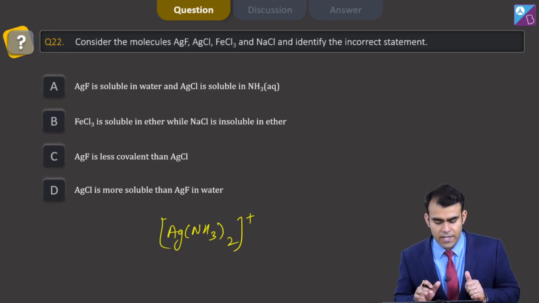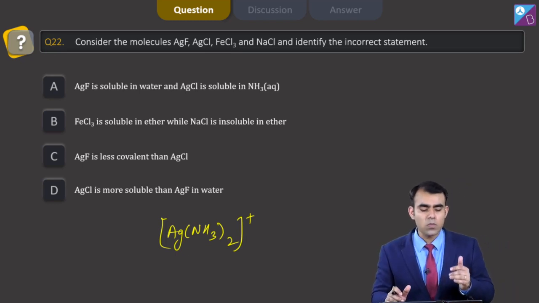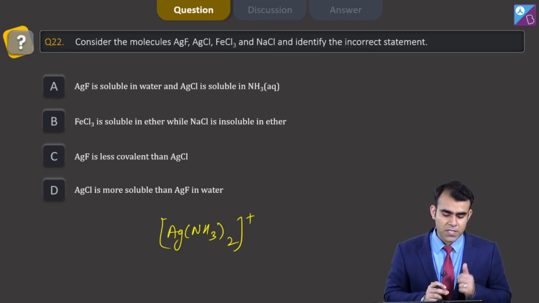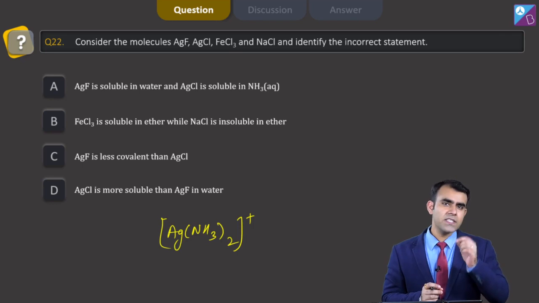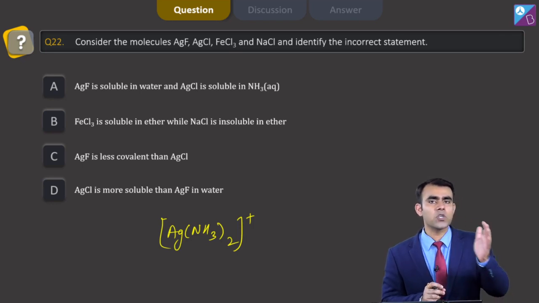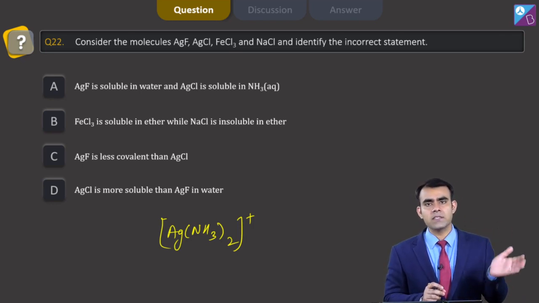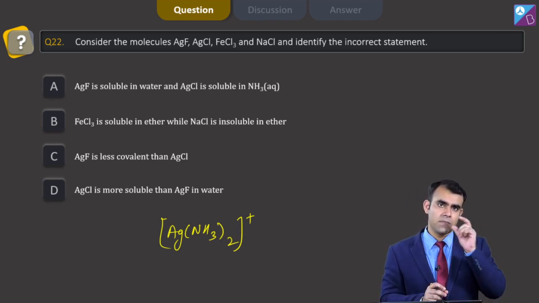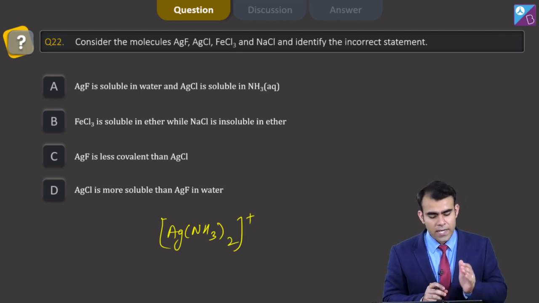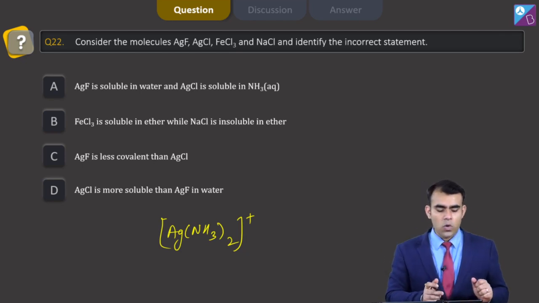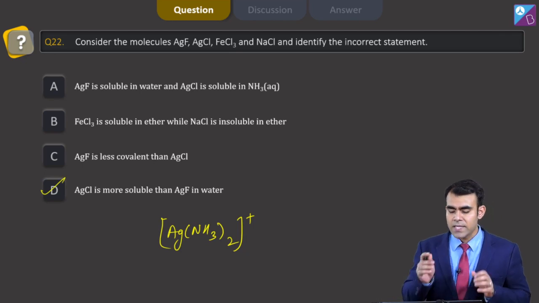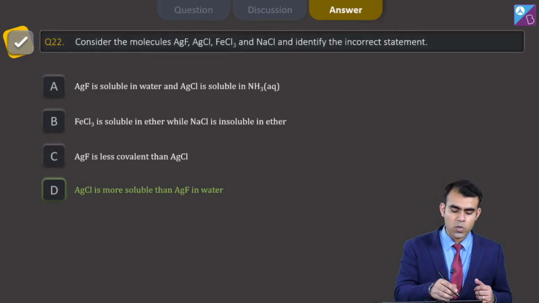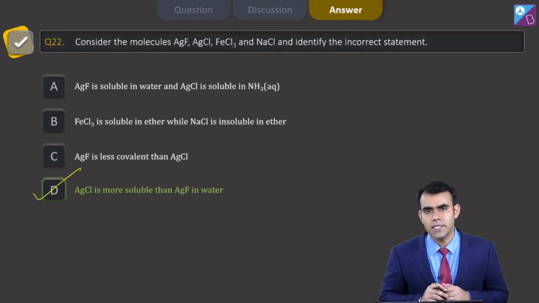This statement is correct. And last, AgCl is more soluble than AgF in water. No, we have seen in the previous option that AgCl is more covalent, and if AgCl is more covalent, it means it is more soluble in non-polar solvents, whereas it is less soluble in polar solvents like water. Whereas AgF, being less covalent, is more soluble in water. So the last statement is incorrect, and this will be the answer to my question. So yes, the correct option is D.